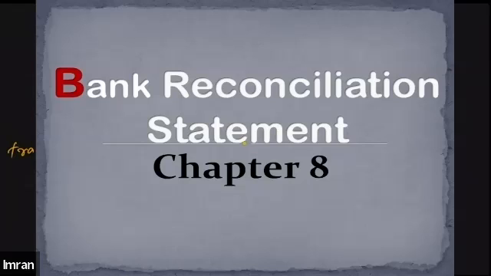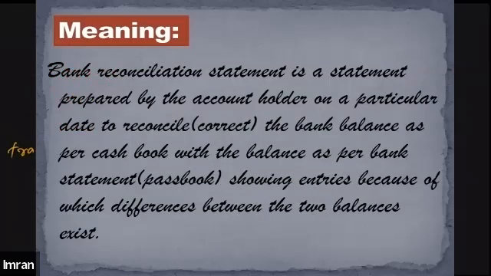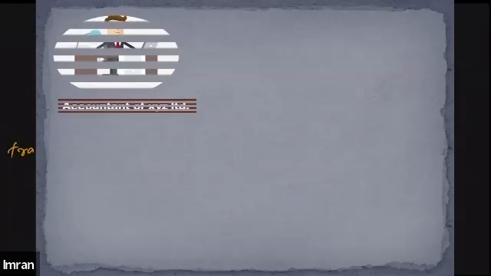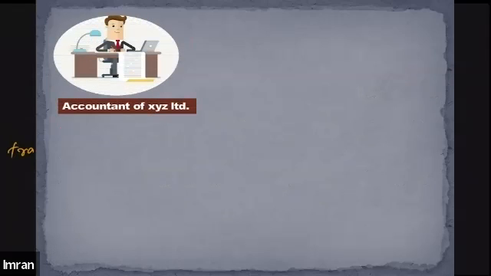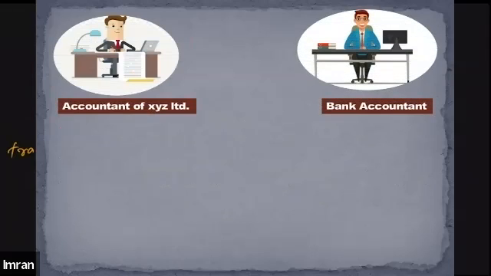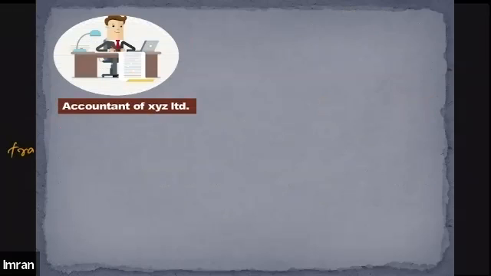So to understand it a little better, I have taken an example. Let's suppose this person is the accountant of XYZ Limited. This is the accountant of the business, and here he is the accountant of the bank. So he's the bank accountant and he's the accountant of XYZ Limited.